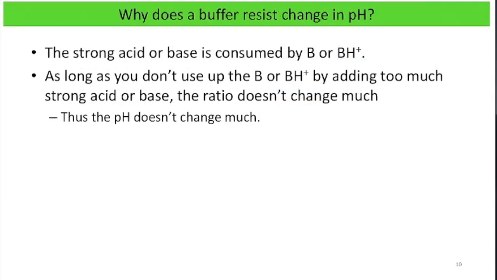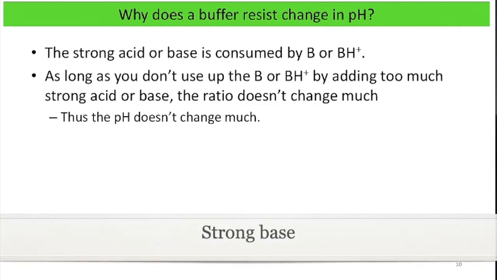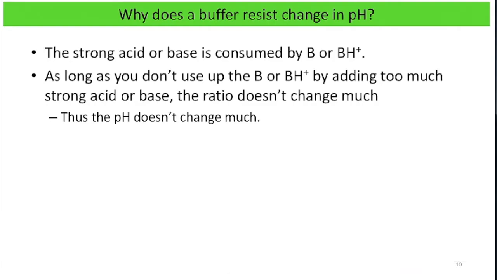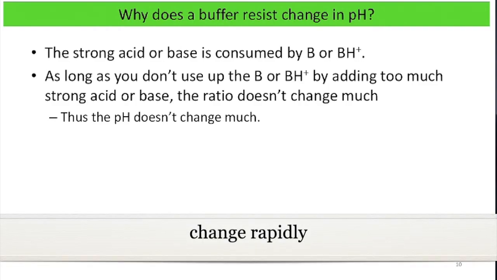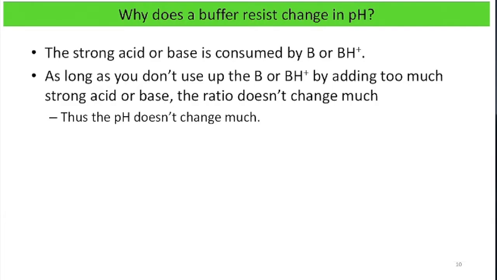So why does a buffer resist changes in pH? Well, it's because the strong acid that we're adding is being consumed by the weak base, or if we add a strong base, it would be consumed by the weak acid. So as long as we don't use up the weak acid or the weak base in the buffer by adding too much of the strong acid or base, the ratio of the weak base over the weak acid isn't going to change all that much. So that means the pH itself isn't going to change either. As soon as we start adding too much strong acid or base, that's when the pH will start to change rapidly, because we're starting to use up all of the weak acid or the weak base.